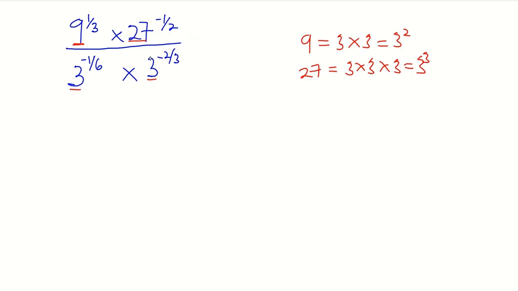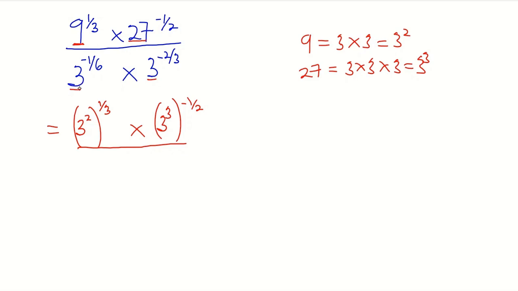So our solution now becomes equal to, so right now we said 9 can be written as 3 exponent 2. So we write 3 exponent 2. Then our existing exponent 1 out of 3 comes, times, we also said 27 can be written as 3 exponent 3. And so we have 3 exponent 3. Then our existing exponent negative 1 out of 2 comes. Then since 3 cannot be changed, in this case we maintain it. So we have 3 exponent negative 1 out of 6 times 3 exponent negative 2 out of 3.